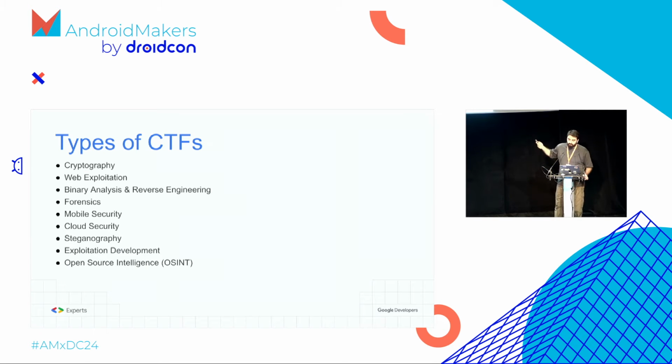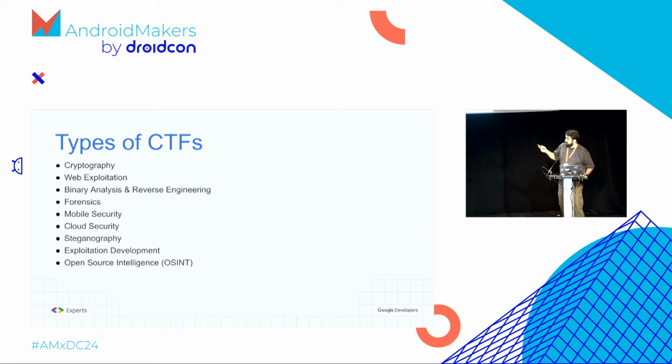Mobile security, of course, Android and iOS. Cloud security. Steganography is a bit niche, but an example would be you have some kind of JPG image and you have to find the flag in it. Maybe you search for binary inside the image, or scan the pixels and track their colors, and you might find something in between. So it's crazy and very niche, but quite interesting.